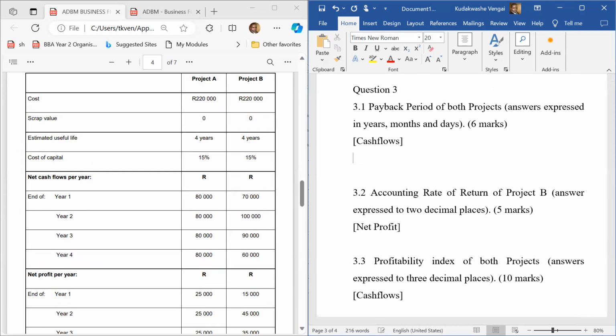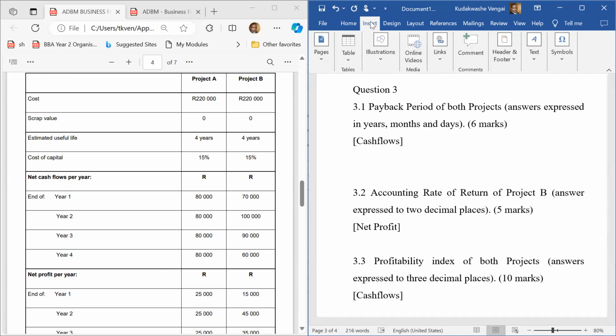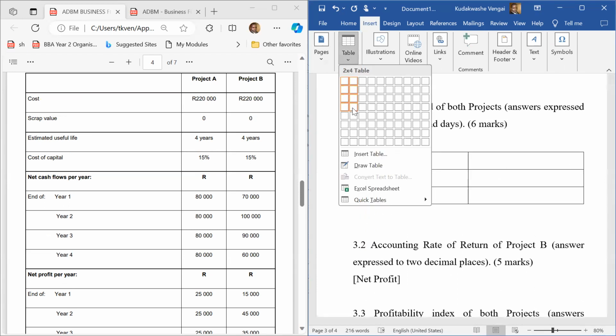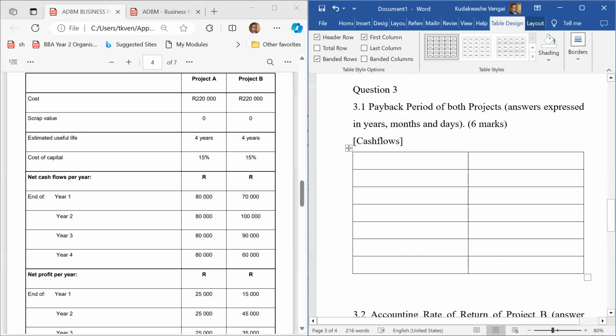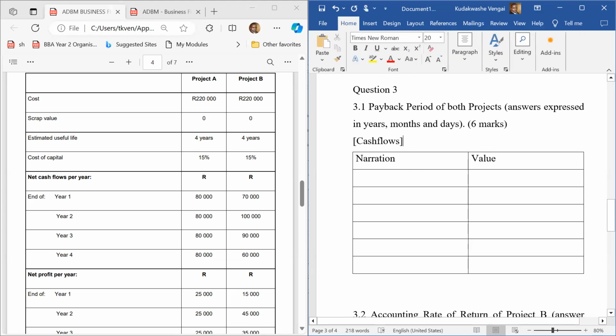So let's start with the payback period. Let me not show you shortcuts. You get stuck in the exam if I show you too many shortcuts. All right, let's go through the normal way. So I've got our narration, our value here. Let's call this project A.